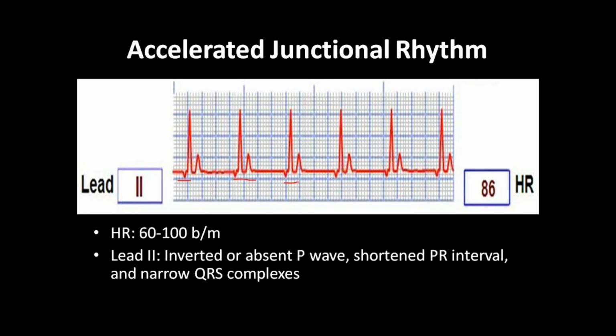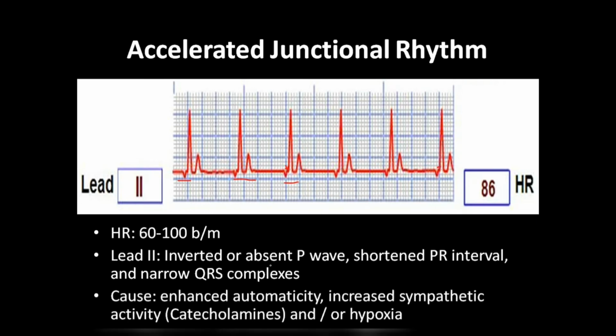And shortened PR interval. PR interval will be less than 0.12 second, that is less than 3 small squares. In all the cases, the PR interval is just 0.04 second, one small square, and the narrow QRS complexes are seen.